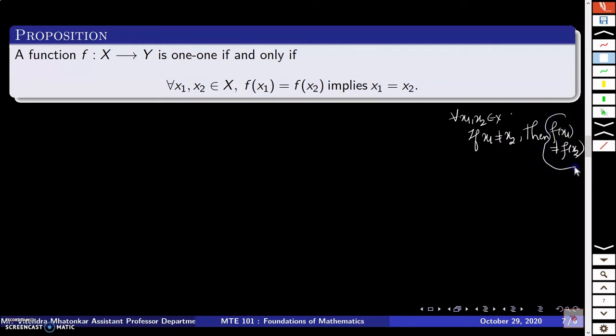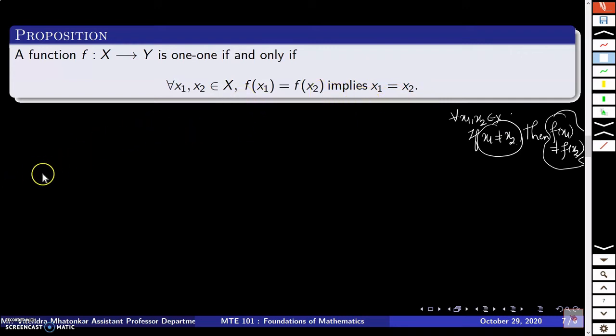That means I will have to look at the negation of this part. So if f of x1 is equal to f of x2, then the negation of this will be x1 equal to x2, and that's what I have here. So another way of looking at 1 1 function, the definition is this. For every points x1 and x2 in the domain, if f of x1 is equal to f of x2, then the points x1 and x2 have to be the same. And this is nothing but the contrapositive of the definition, right?